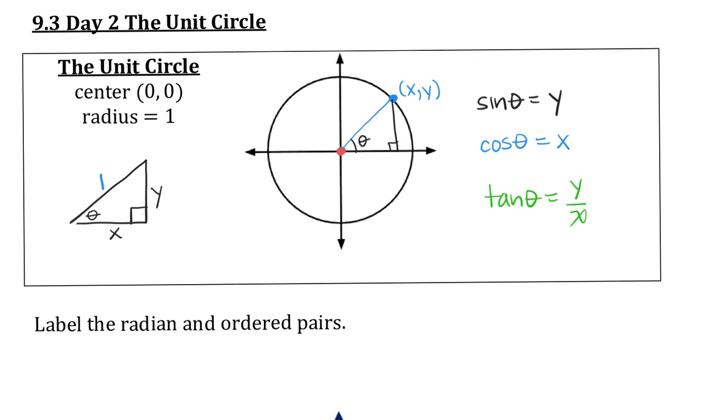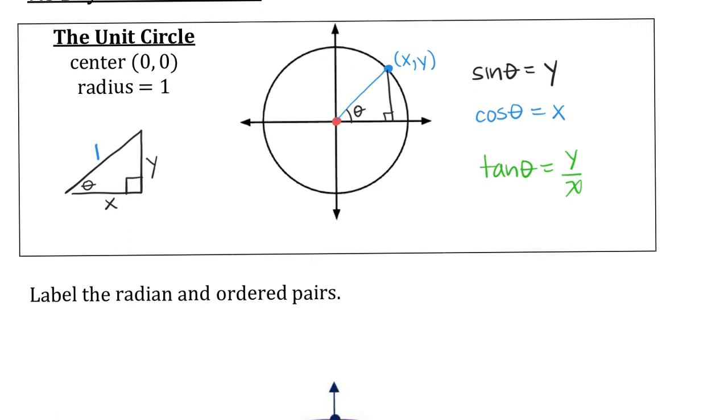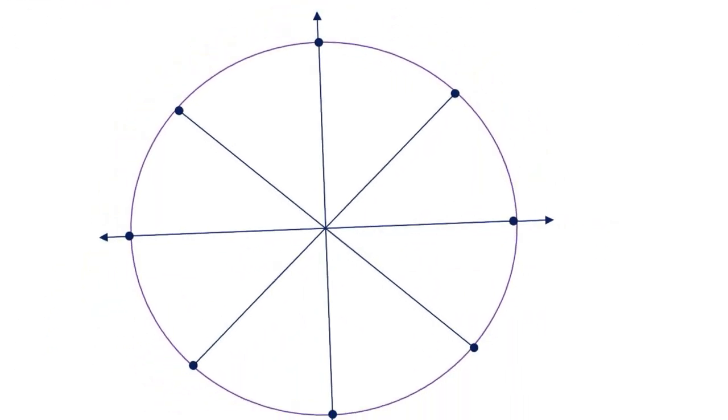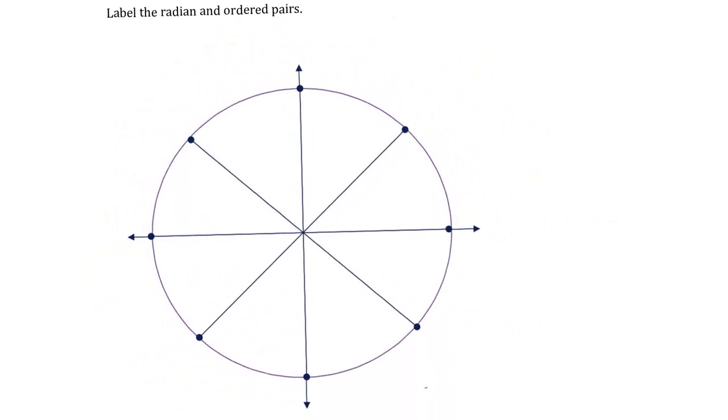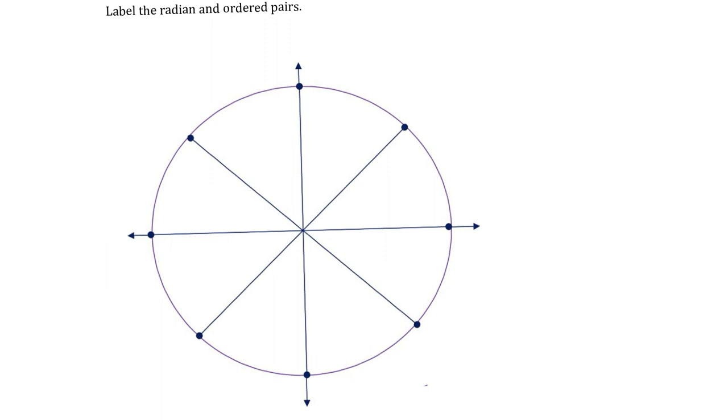Now before we use it, we're going to label some special angles on the unit circle just like we did before. So I'm going to label the radians and the ordered pairs. Let's do the radians first. We did them before. So remember, this is 0. What's this? Pi over 2. Pi. 1 pi over 2, 2 pi over 2. This is 3 pi over 2.